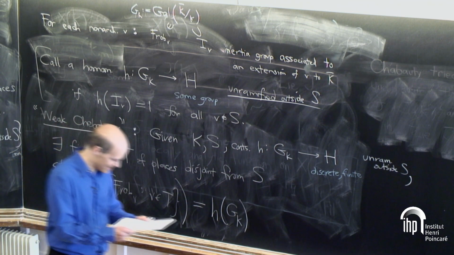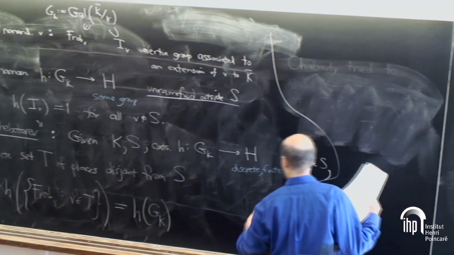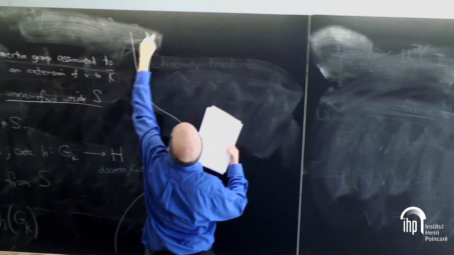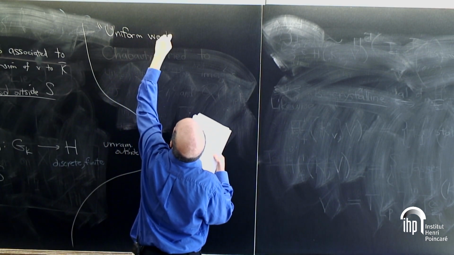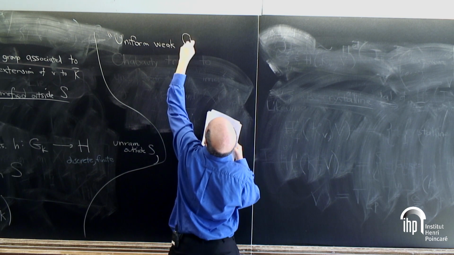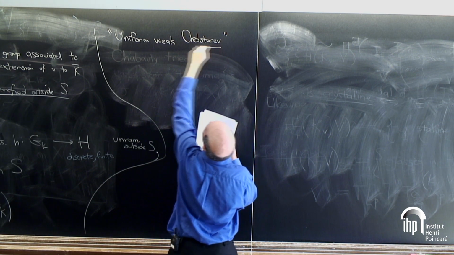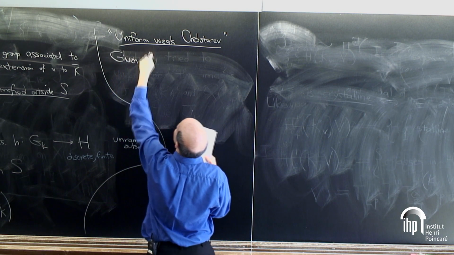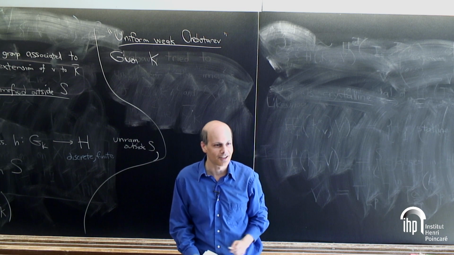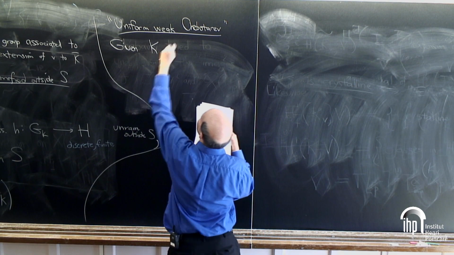So, all right. And now there's also something I'll call the uniform weak Chebotarev, which is almost the same statement. There's just a subtle shift in the order of quantifiers. So, all right.